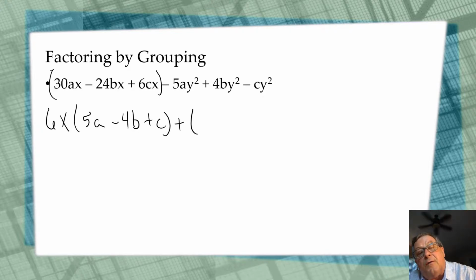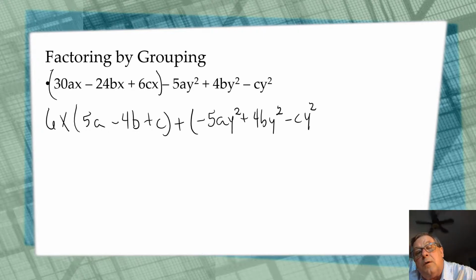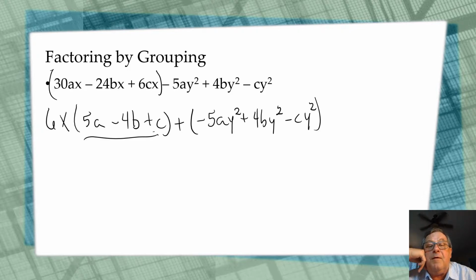And then let's say plus, let's do it this way. I'm getting ready to factor out the next, but I got plus negative 5ay squared plus 4by squared minus cy squared. And what I'm trying to do is see if I can end up with a common factor of this 5a minus 4b plus c by factoring something out of here. Well, I got y squareds in all 3 of those terms. This is a positive 5, and this is a negative 5. What if I factored out negative y squared?